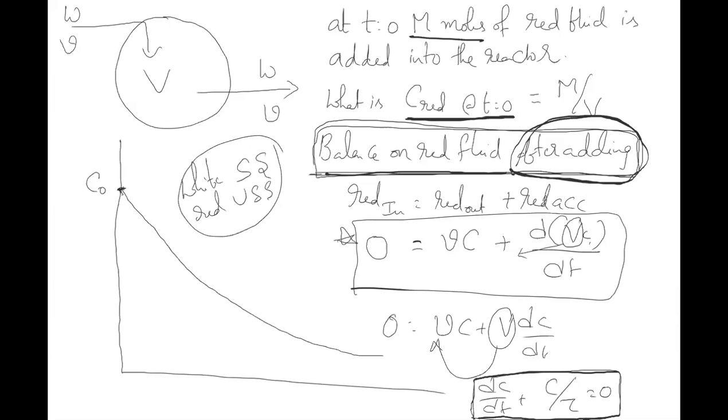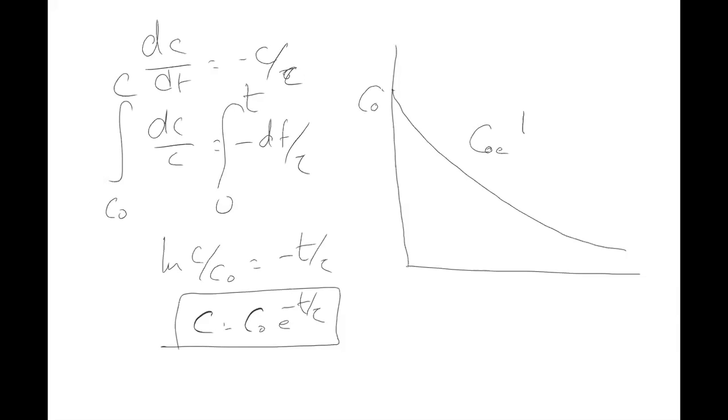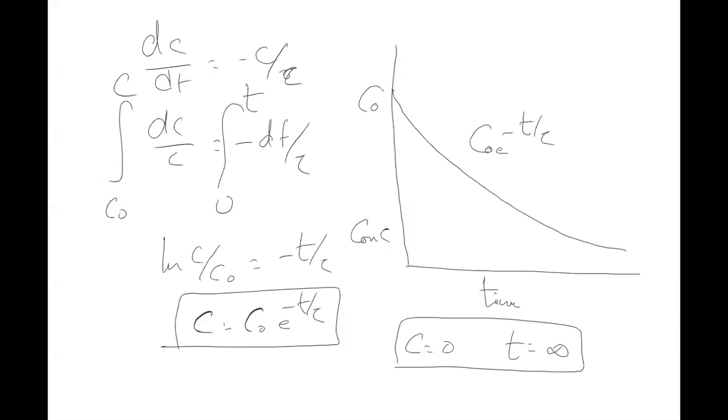So I'm taking to the next board. Now the RTD that you have drawn: the graph is C naught, the equation is C naught into e power minus T by tau. This is concentration versus time. Can somebody draw the E curve for this one? When T tends to infinity, concentration becomes 0. If you visualize, when you add red fluid it is immediately dark red, slowly the darkness decreases, and finally it becomes 0 at infinity time.